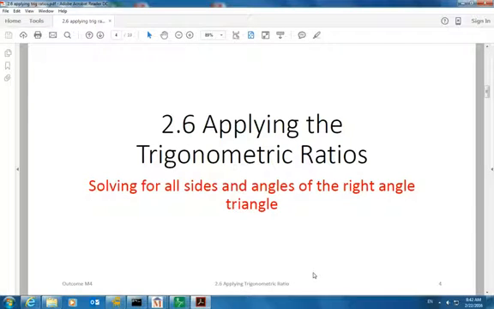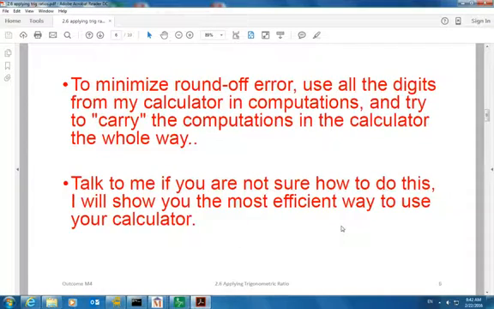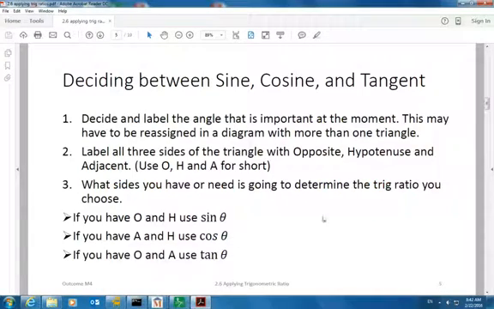It doesn't really tell you lots of things. So what it means is solve for all of the sides and all of the angles that aren't already on the right angle triangle. So what we're going to be doing is deciding between sine, cosine, and tangent. This is just a review of what we've done already. So we're going to decide and label the angle that's most important at the moment.